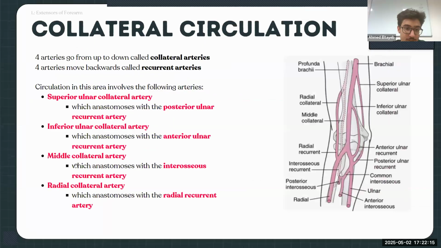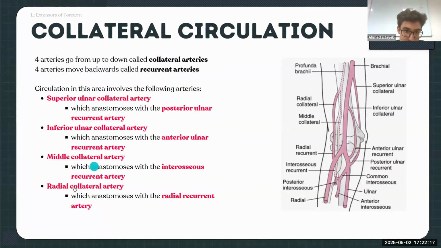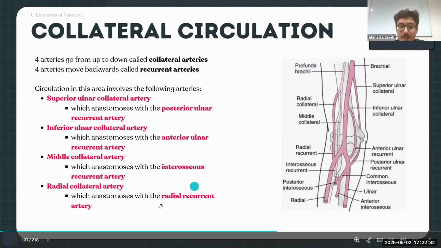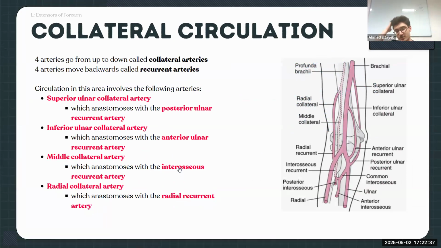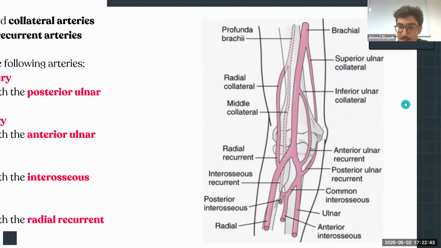Now we also have the middle collateral artery and the radial collateral artery. And both of them are coming from the profunda brachii artery, which is the deepest brachial artery. Now both of these will anastomose with the radial, or like one of them will anastomose with the radial recurrent artery that we talked about, and we also have an interosseous recurrent artery that's coming from the common interosseous. To recap, it's a lot, guys. Best try to memorize them. Maybe an MCQ will come on this.